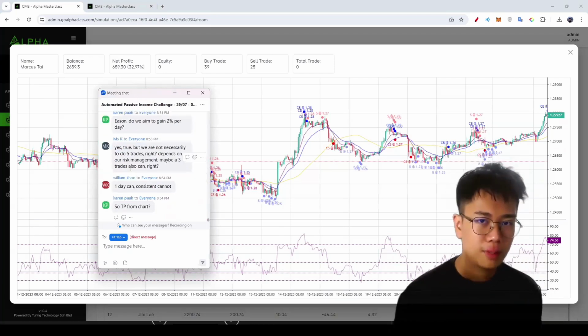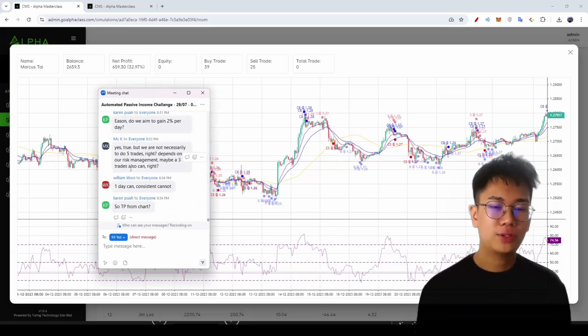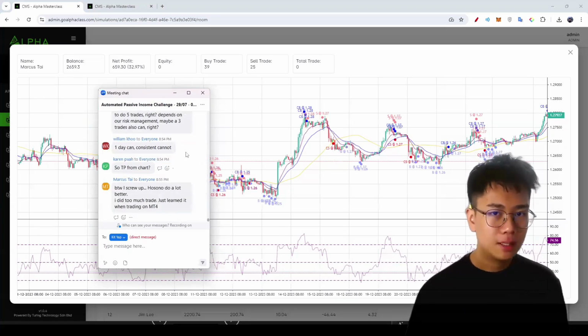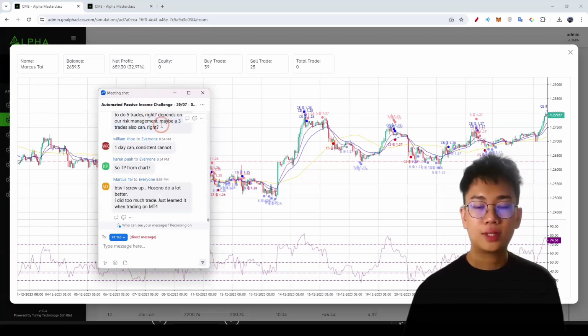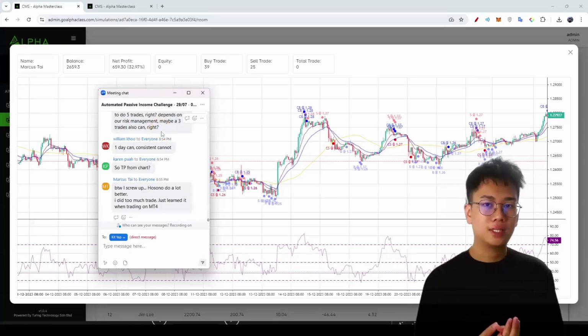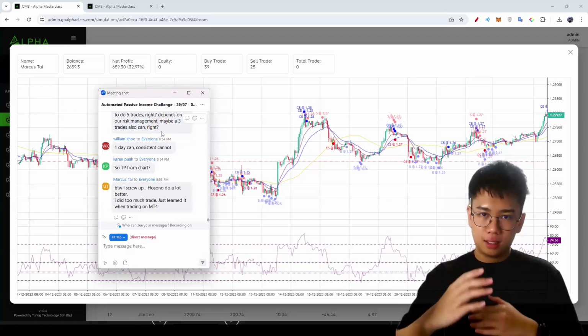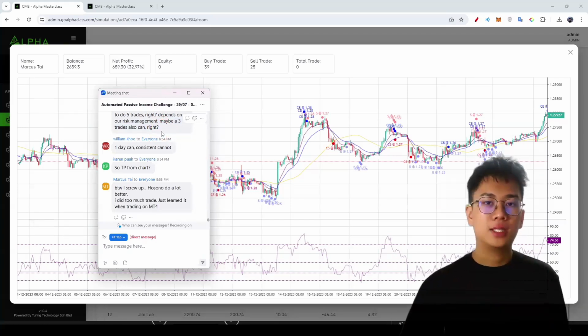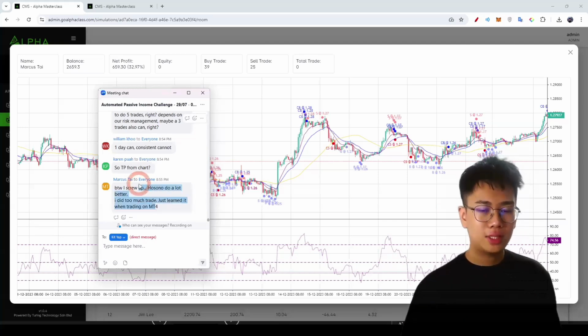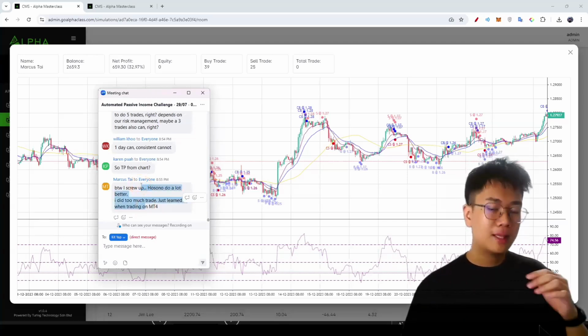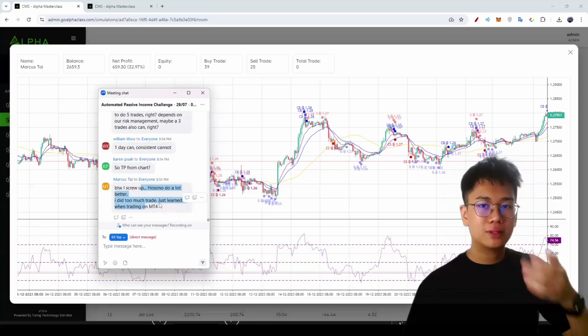Yes, true. But we are not necessarily required to do 5 trades, right? It depends on our risk management. Maybe 3 trades can also do it. Yes, correct. It depends on your trades. So that is what we call how you manage it. I did too many trades and just learned it when trading on anyone. But that is a good start. Okay, that is a very, very good start.